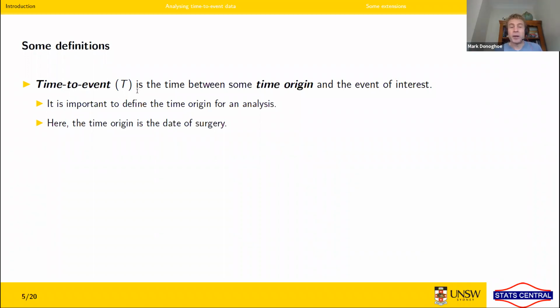In other cases, the time origin might be birth, in which case the time to event is someone's age when the event occurred. It might be entry into a study or starting a treatment.